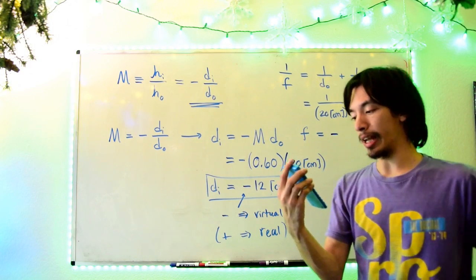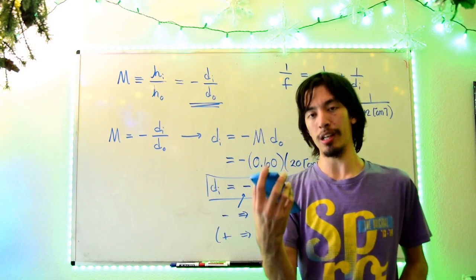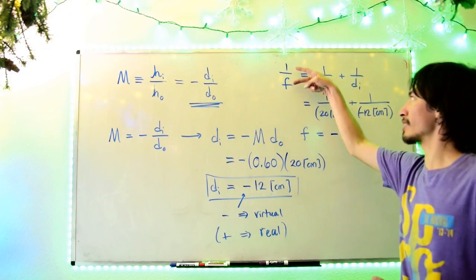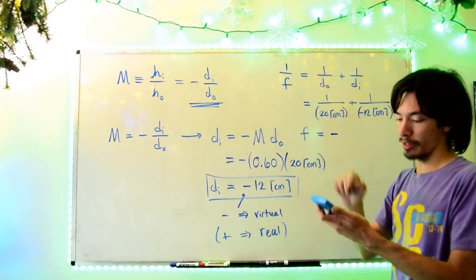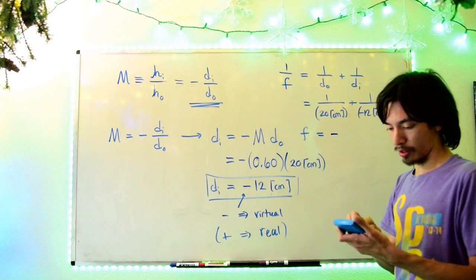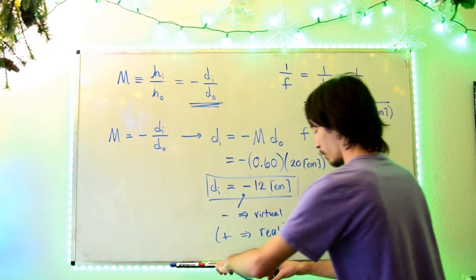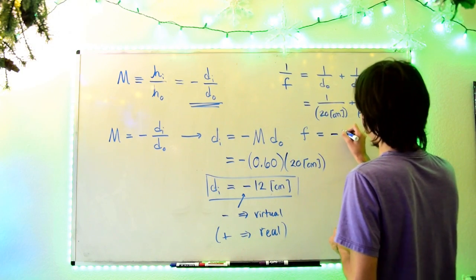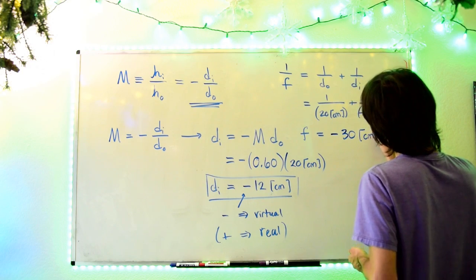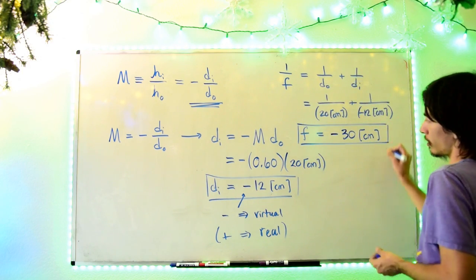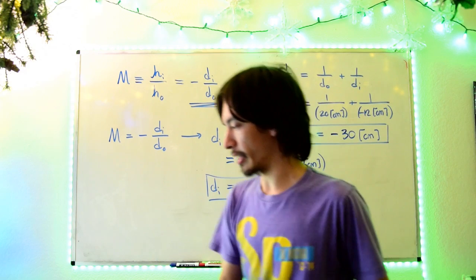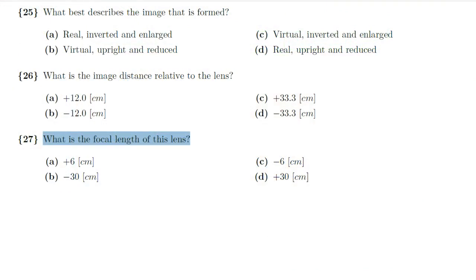Now the answer you get is negative 0.03, but that's before you flip it because it's 1 over f, so don't forget to flip it. And we get negative 30. So the focal length is negative 30 centimeters. Okay. And the answer to that is then B, negative 30. Okay.